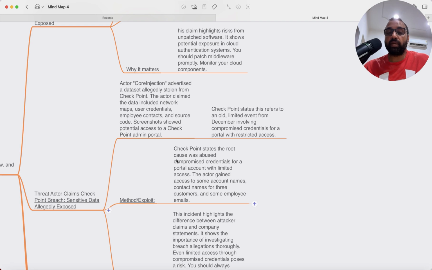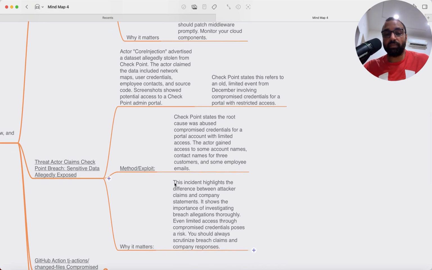from Checkpoint admin portal. Now, Checkpoint stated that this is an old limited event from December involving compromised credential for a portal with restricted access. Essentially, they acknowledged the breach, but they said there was no impact on the customers, and the data is outdated. In terms of how it happened, Checkpoint stated that the root cause was because of abuse of compromised credentials for a portal account with limited access.